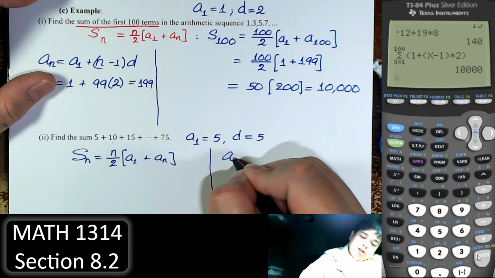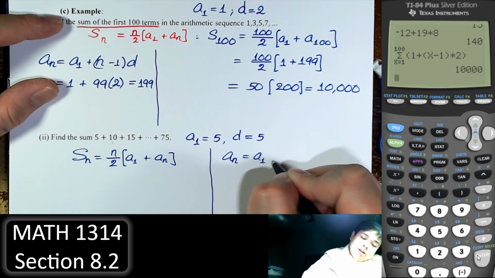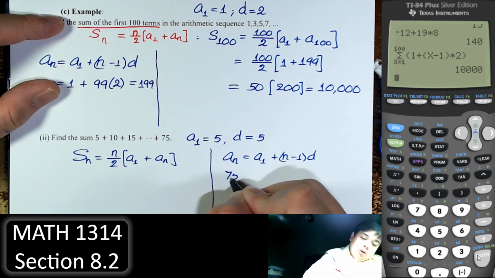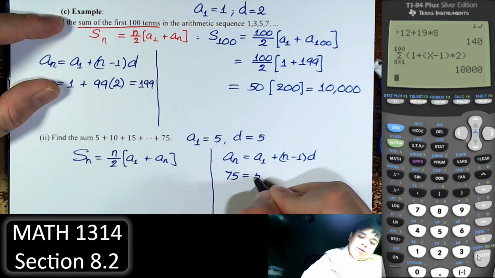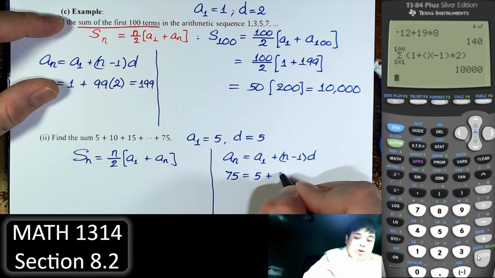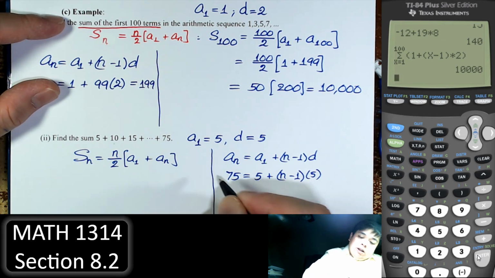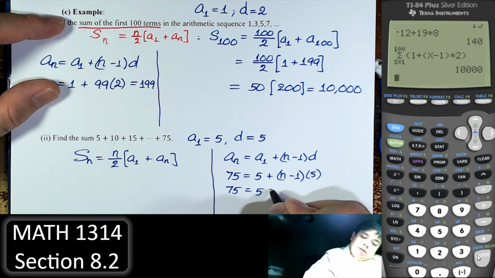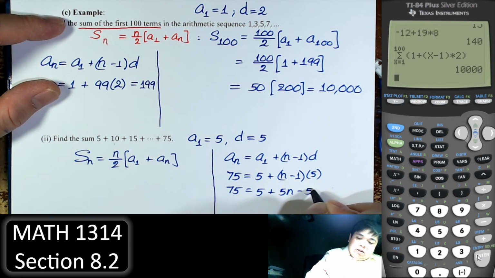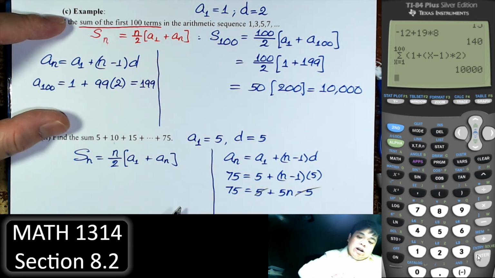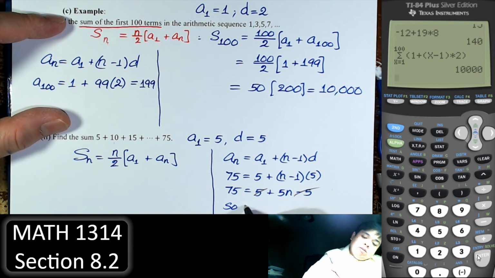Again, same formula. We don't know what the term number is, but the n term is going to be equal to 75. a1 is 5. n, we don't know n. Common difference, we know that is 5. Alright, 75 equals 5 plus n minus 1 times 5. Multiply them out, 5n minus 5. The 5 and minus 5 cancel out. 5n is 75. So n is 75 divided by 5, which is 15.